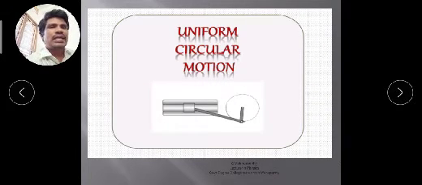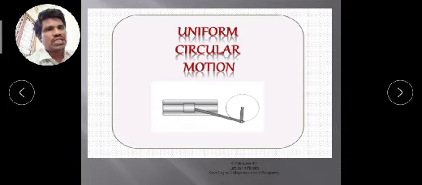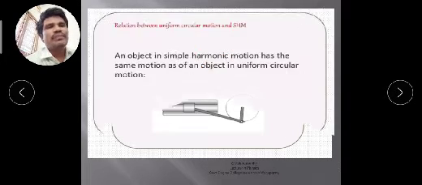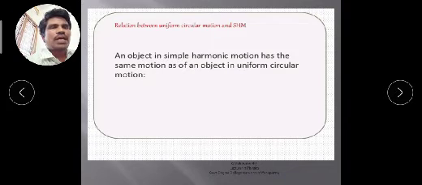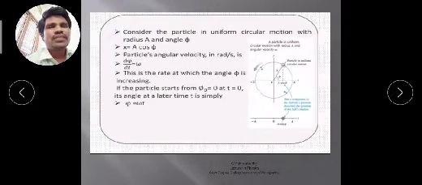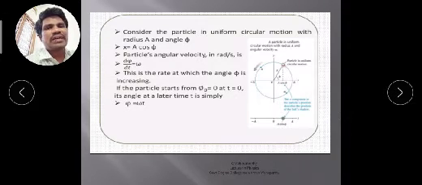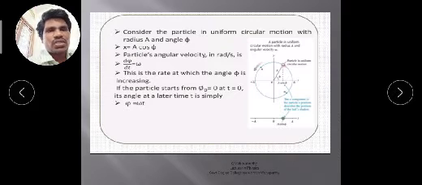So another example of simple harmonic motion is uniform circular motion. An object in simple harmonic motion has the same motion as an object in uniform circular motion. Now consider a particle in uniform circular motion with radius capital A and angle psi. Therefore we can write the displacement x is equal to A cos psi. The particle's angular velocity in radians per second is written as d psi by dt is equal to omega. So this is the rate at which the angle psi is increasing.